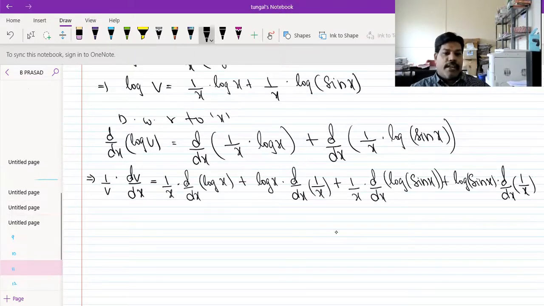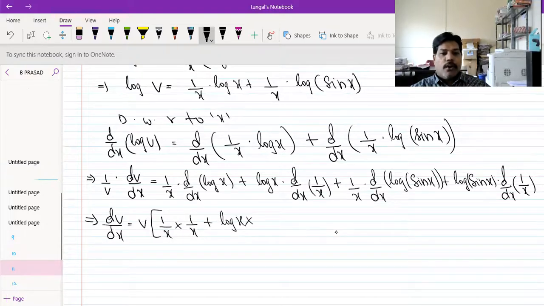Take this v to that side. dv by dx is equal to v into 1 by x into the derivative of log x, which is 1 by x, plus log x into the derivative of 1 by x. What is the derivative of 1 by x? Minus 1 by x square. I have already given this formula.